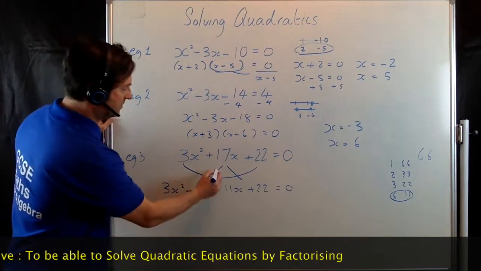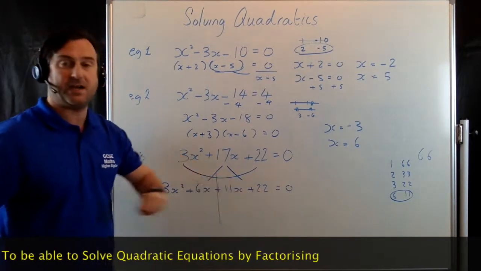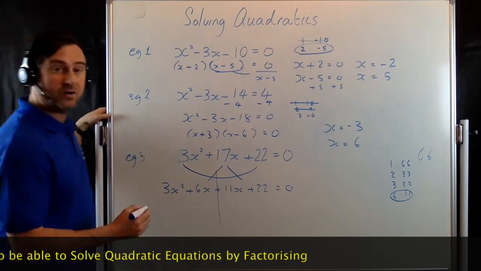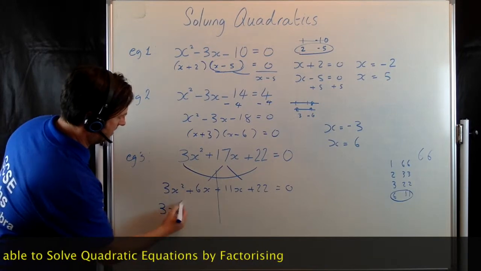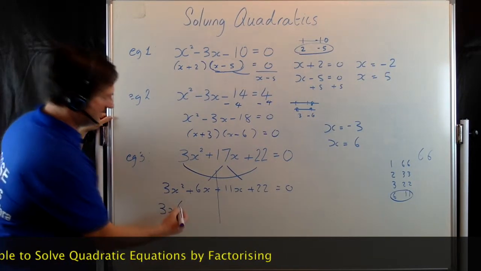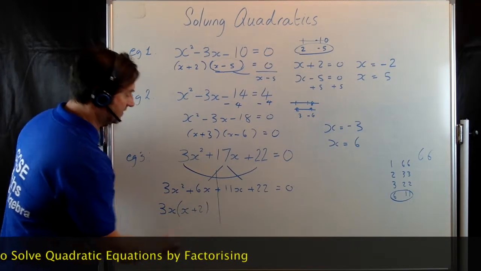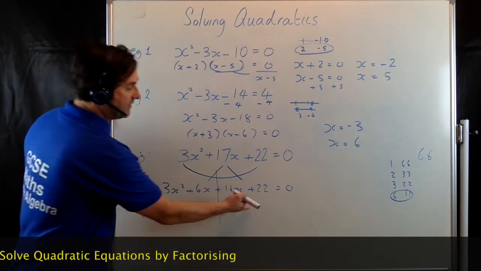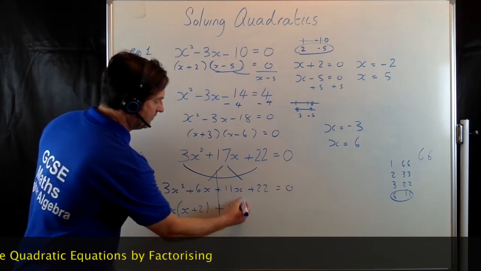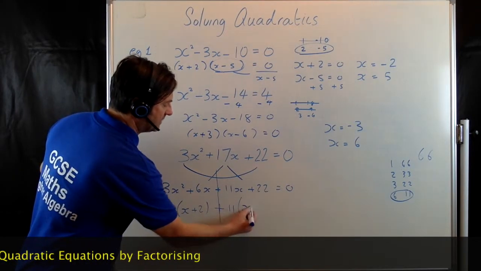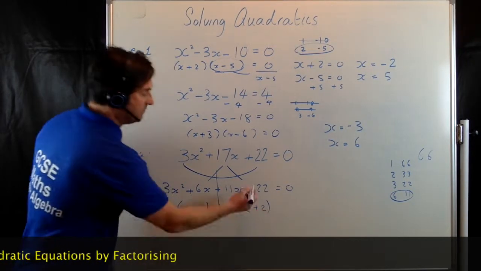Now what I'm going to do is what's called pairing. I'm going to factorise this pair and this pair individually. So I'm going to do what occurs in both, 3x, open the brackets, 3x times x gives me 3x squared, and 3x times 2 gives me 6x. And then the other side, what occurs in both? Well, 11 occurs in both. Open the brackets, 11 times x gives me 11x, and 11 times 2 gives me 22.